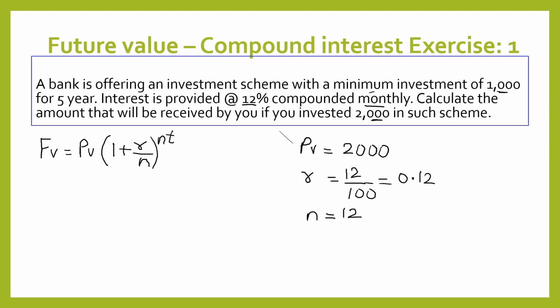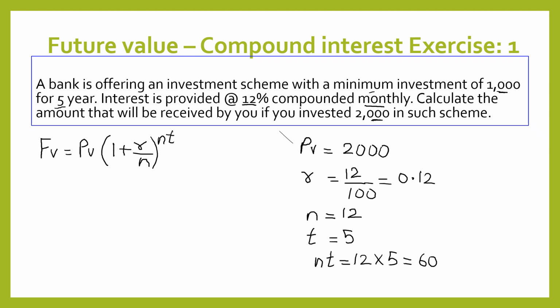Now we need to find out what is nt. Write the nt here itself. So t, what is my t? t is the time. Time here is clearly mentioned. Time is 5 years. So t is 5. And now we will write nt here itself so that we are not making any mistakes. n is 12 multiplied by 5. So my nt will be 60. Very simple.